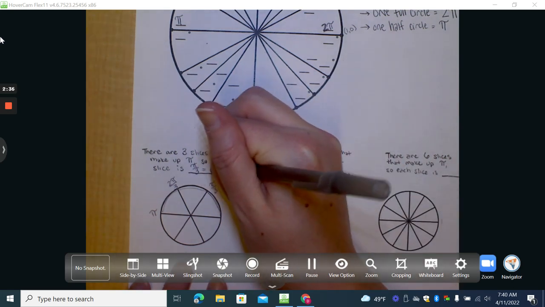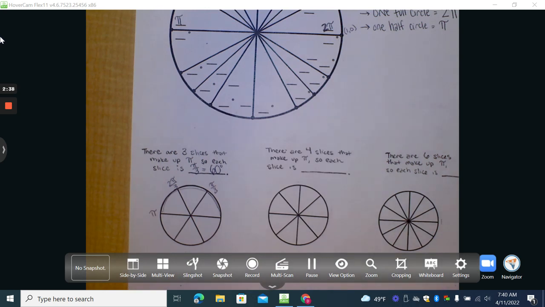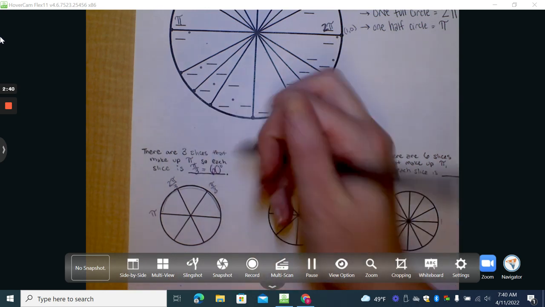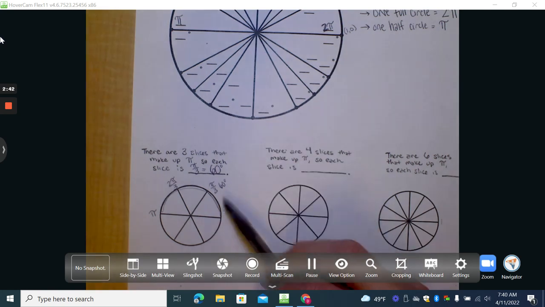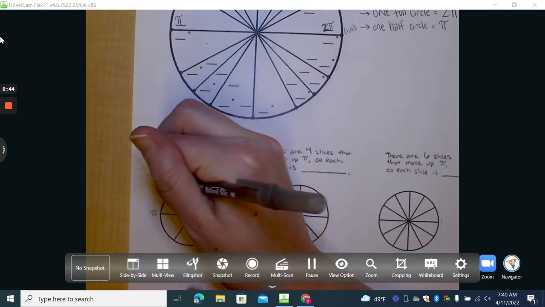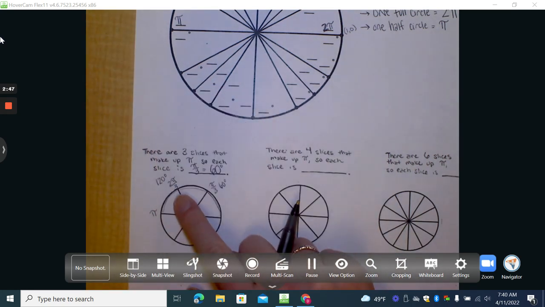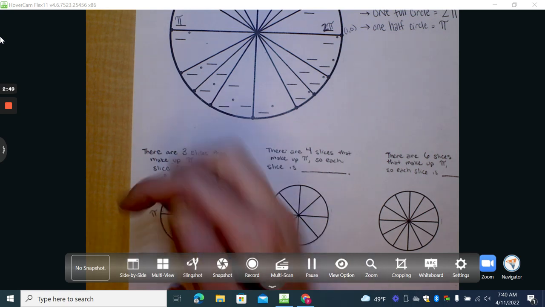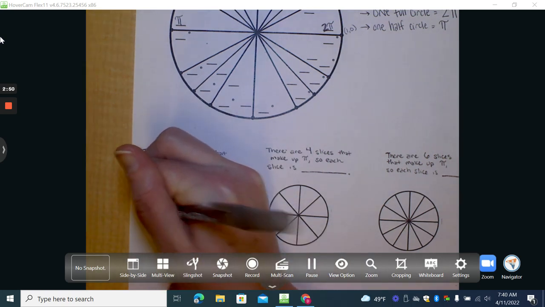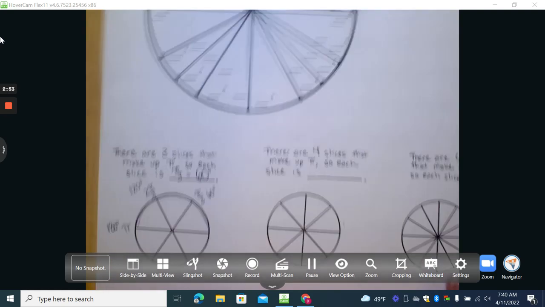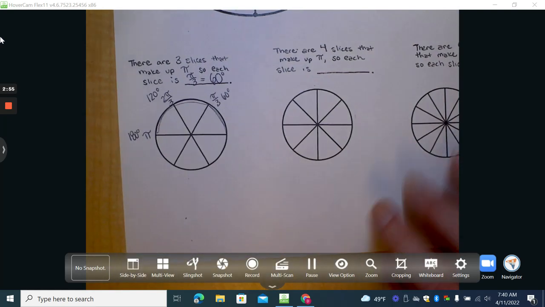So in this case, each slice is worth 1/3 pi, or if I want to translate that to degrees, it'd be 60 degrees. And if I were to go all the way around, 60 degrees is 1/3 pi, 120 degrees is 2/3 pi, 180 degrees is pi. Let me zoom in on the rest of this down here. We can do the bottom half.